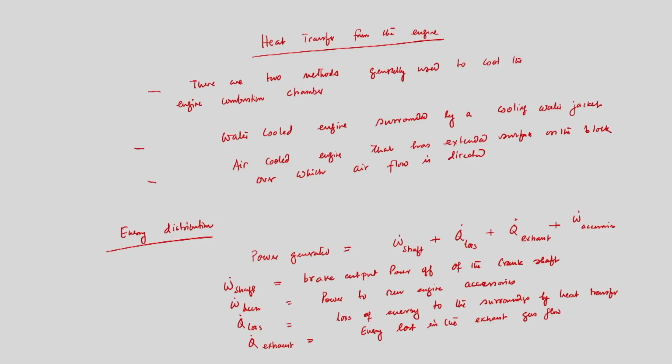The amount of power we are getting in the engine is partly used: 35% is used to obtain the shaft work, and 30% is lost to the exhaust gas flow. There is a loss of energy by heat transfer, that is again 30%, and some part of the power is used to run the engine accessories. So, this is the total engine energy distribution.